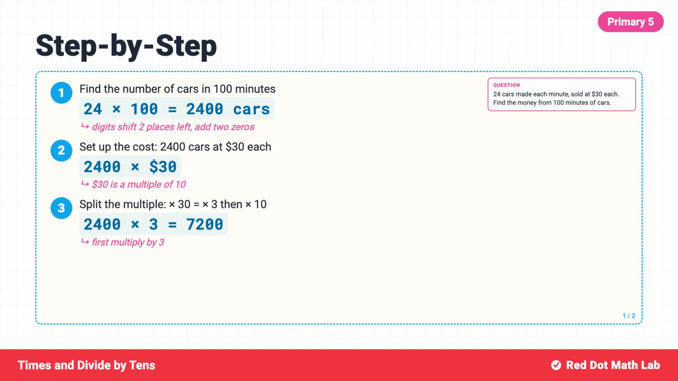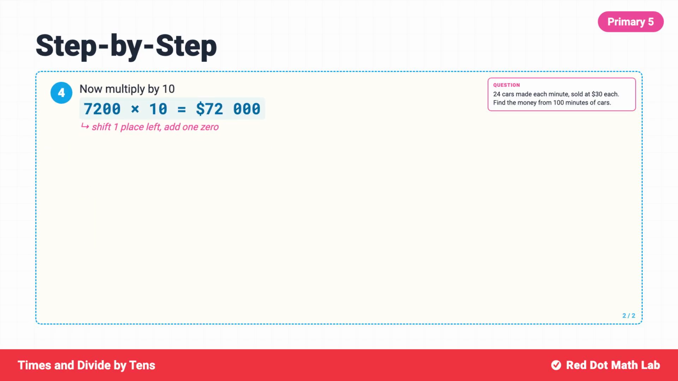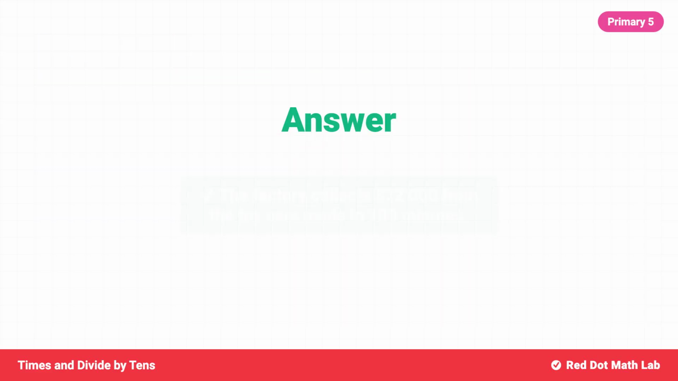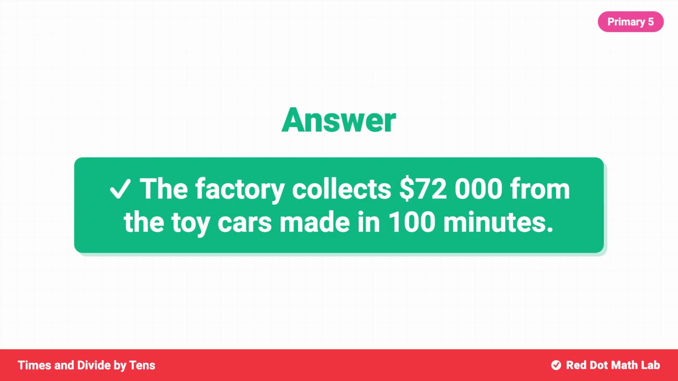Let's split the multiple. Times 30 is times 3, then times 10. First, 2400 times 3 equals 7200. Now we multiply by 10. We shift 1 place left and add 1 zero. So 7200 times 10 equals $72,000. Well done. So let's state our answer clearly. The factory collects $72,000 from the toy cars made in 100 minutes.